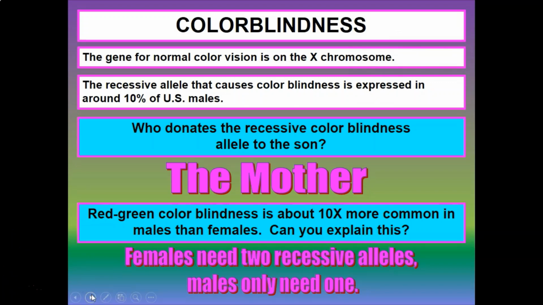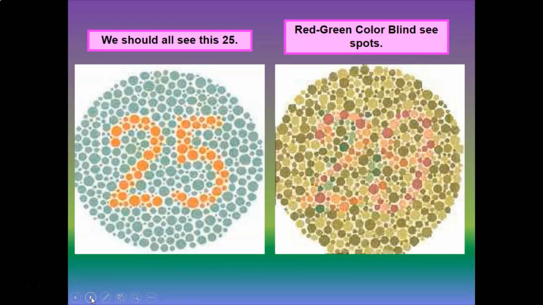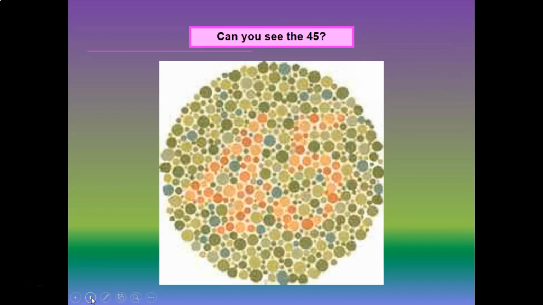We'll give you all a color blindness test here. Here we go. Everybody should see the 25, no problem. All right, red-green colorblind see spots only, whereas the rest of us could probably see that 29 there, right? And can you see the 45, right?